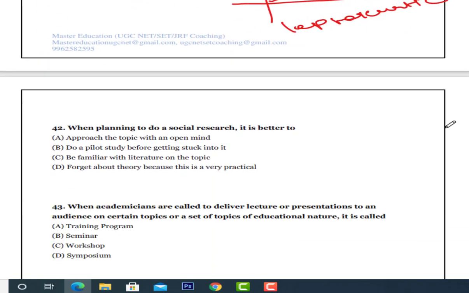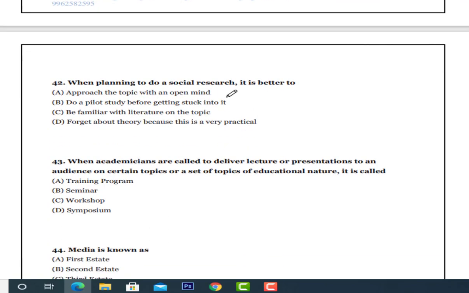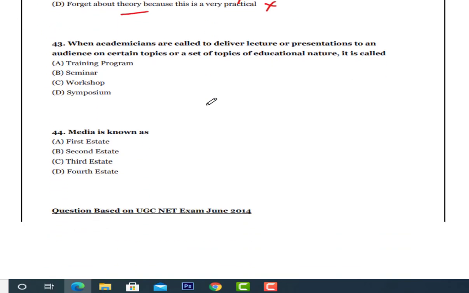The next one: when planning to do a social research, it is better to approach the topic with an open mind. Yes. Whenever you are doing social research, you should approach the topic with an open mind. Do a pilot study? No. Be familiar with literature? That is not required when you are doing social research. Theory is not important in social research. We should be very open-minded. So approaching the topic with an open mind is the better requirement for social research.